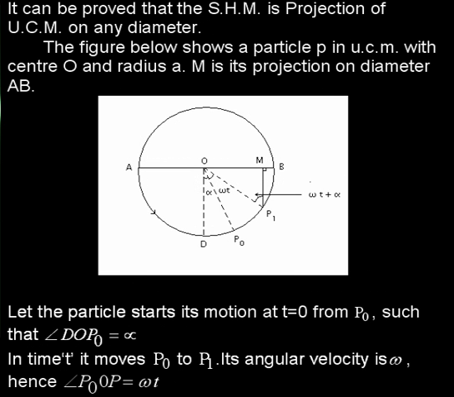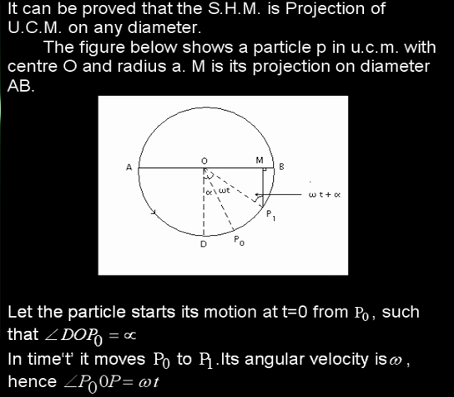It can be proved that SHM is projection of UCM on any diameter. The figure shows a particle P in UCM with center O and radius A. M is its projection on diameter AB. Let the particle start its motion at t equal to 0 from P0 such that angle DOP0 is equal to alpha. In time t, it moves from P0 to P1.